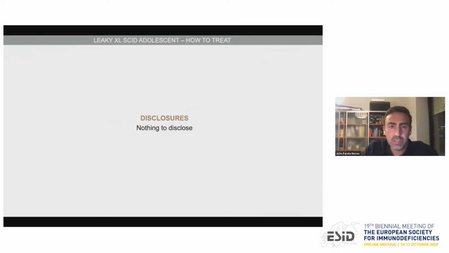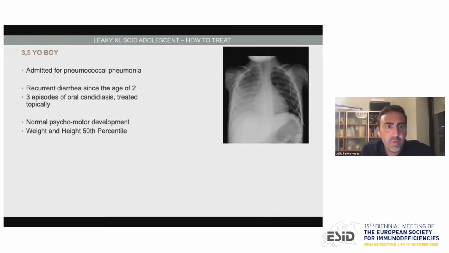First of all, I have nothing to disclose. And we first met this young patient at the age of 3.5 years. It's a boy who was admitted for pneumococcal pneumonia, complicated with empyema, requiring IV antibiotics and pleural drainage. His previous history was almost unremarkable. He only had some diarrhea that had started at the age of 2 and was recurrent. And the parents also reported 3 episodes of oral candidiasis that were treated topically.